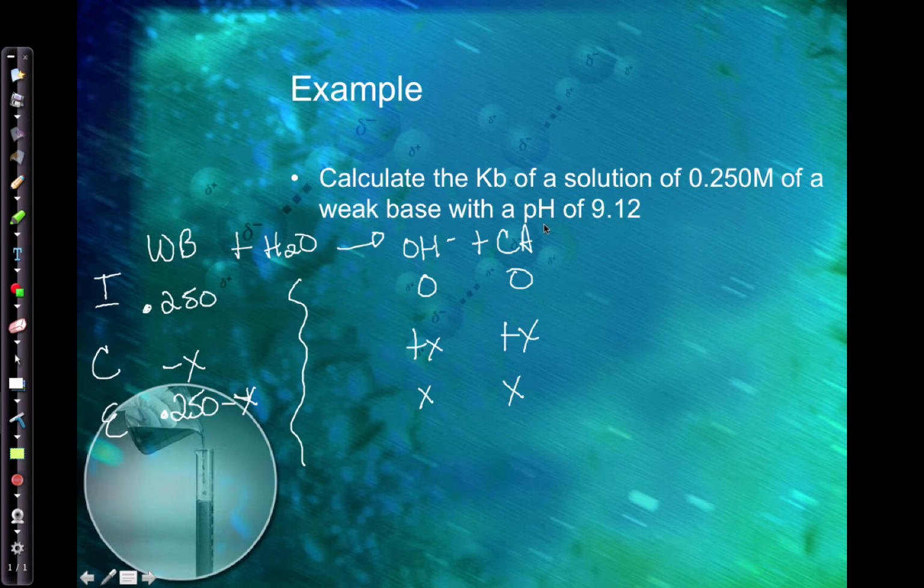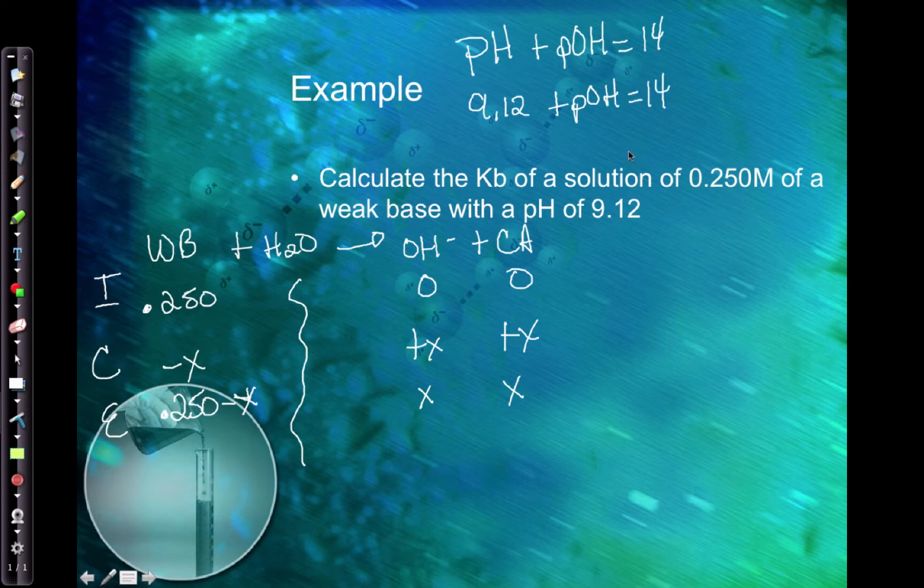Now, if I've just simply solved for the concentration here, I'm going to get the concentration of hydronium, which is not included here. So I need to get the hydroxide concentration, and I can do that by finding the pOH, because pH plus pOH is going to be 14. So 9.12 subtracted from 14 would give me a pOH of 4.88.